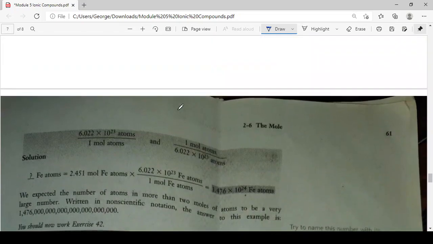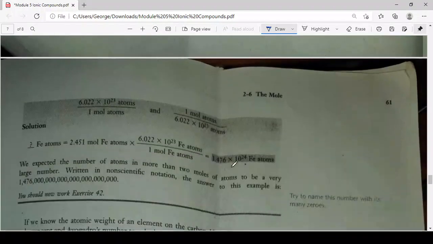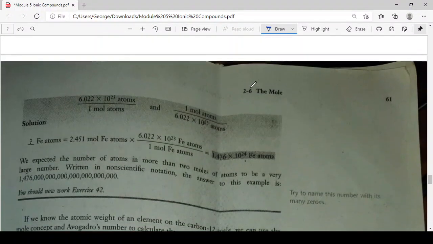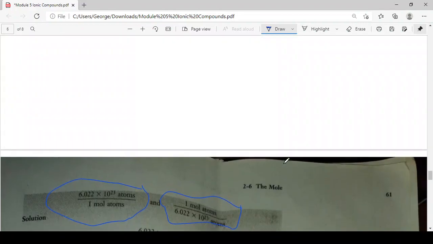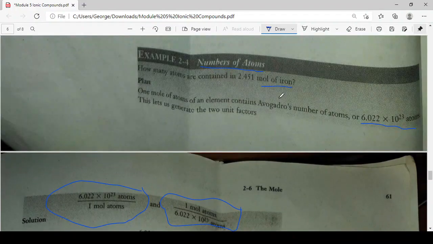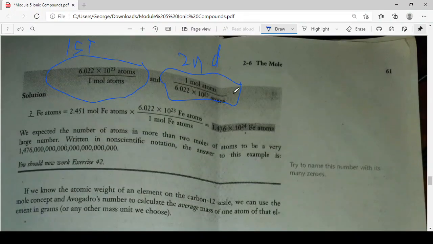Again, this is the given. You are given 2.451 mole of your iron. So we may now use this solution interchangeably, depending on what we want to cancel out. So we are given mole of your iron, so that is not what we are finding. What we will use, we should use the first expression, because we will cancel out the moles of atoms to find your number of atoms.